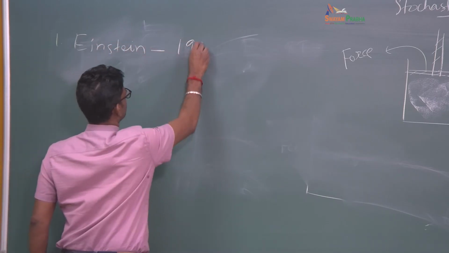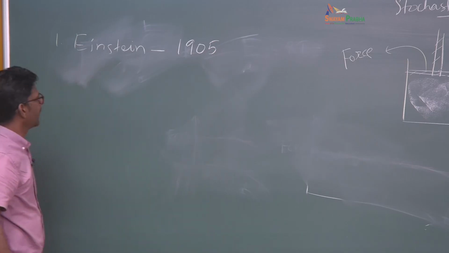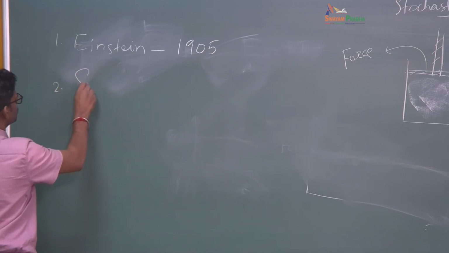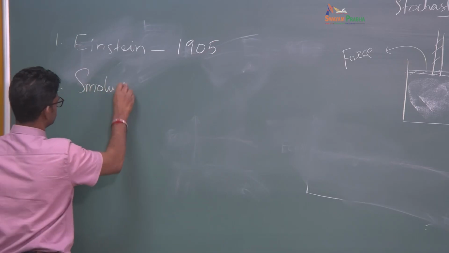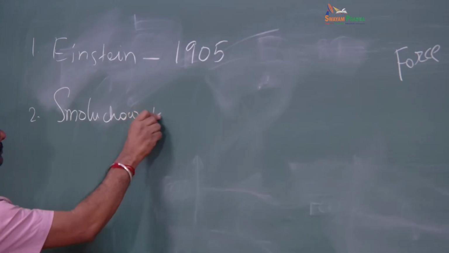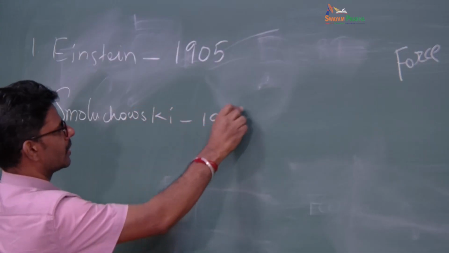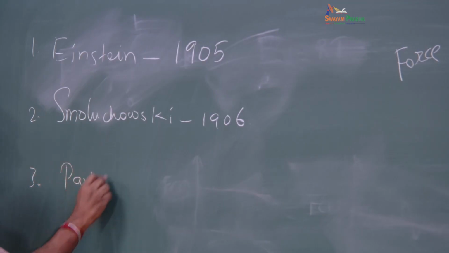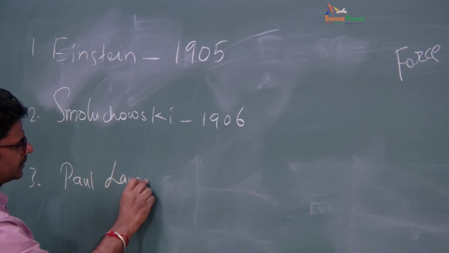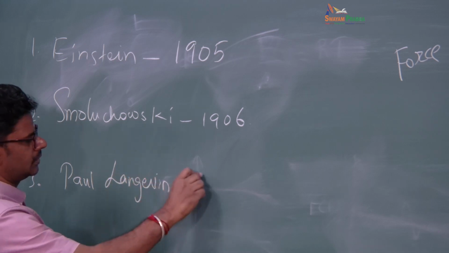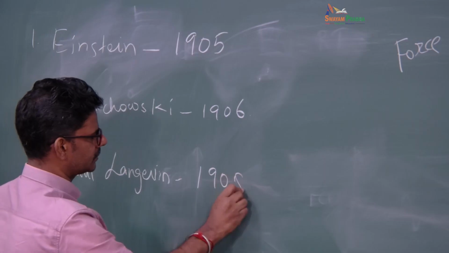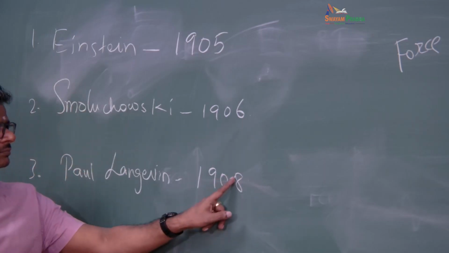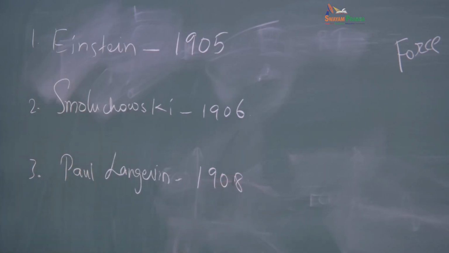Einstein's theory was published in 1905, and Smoluchowski (1906), and Paul Langevin in 1908. So these are the initial mathematical developments of this theory.